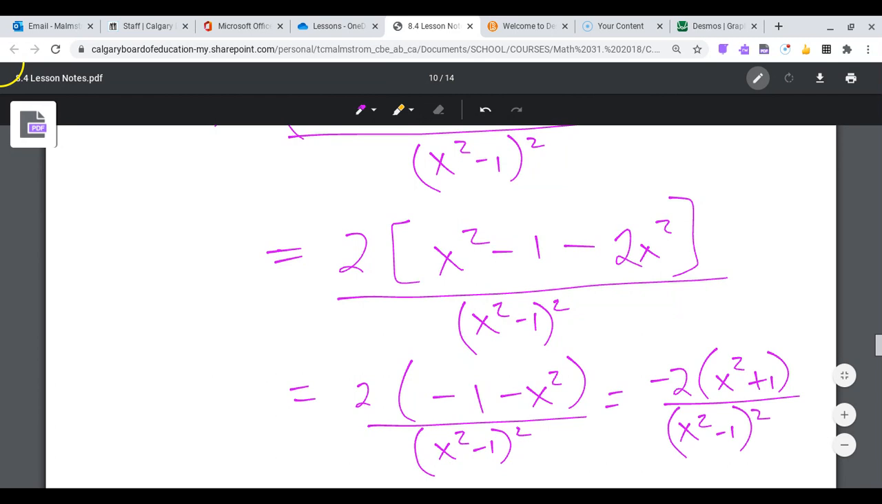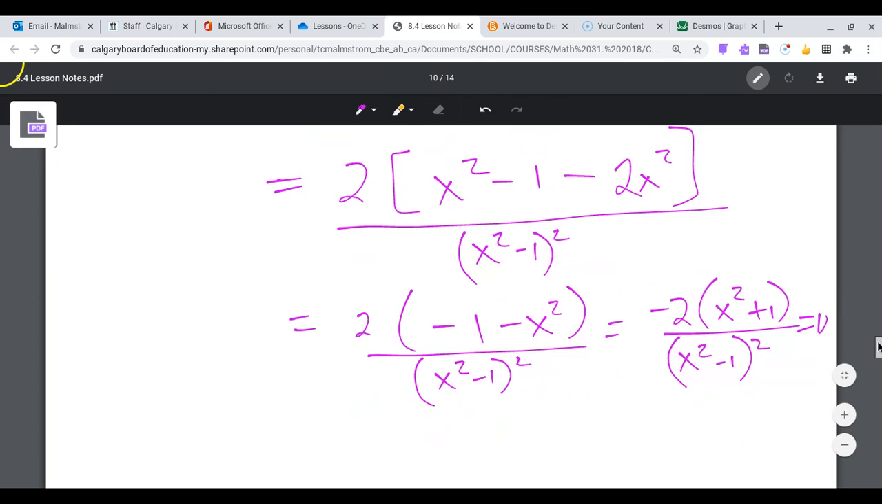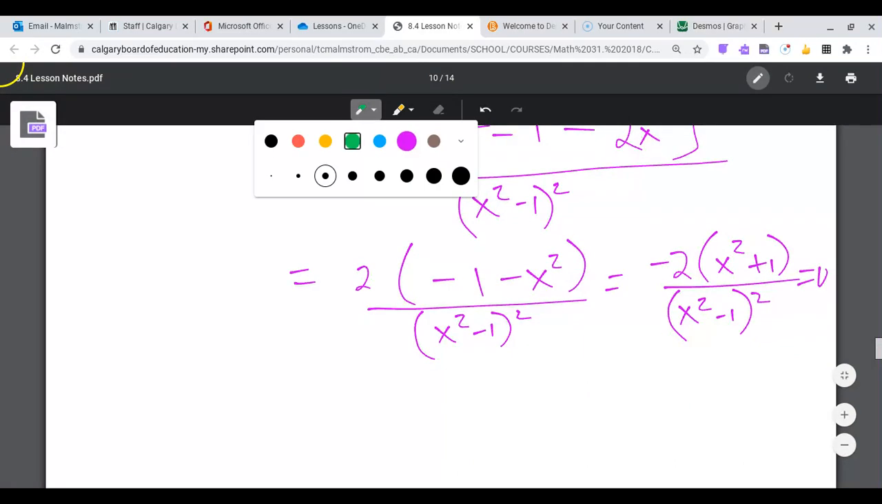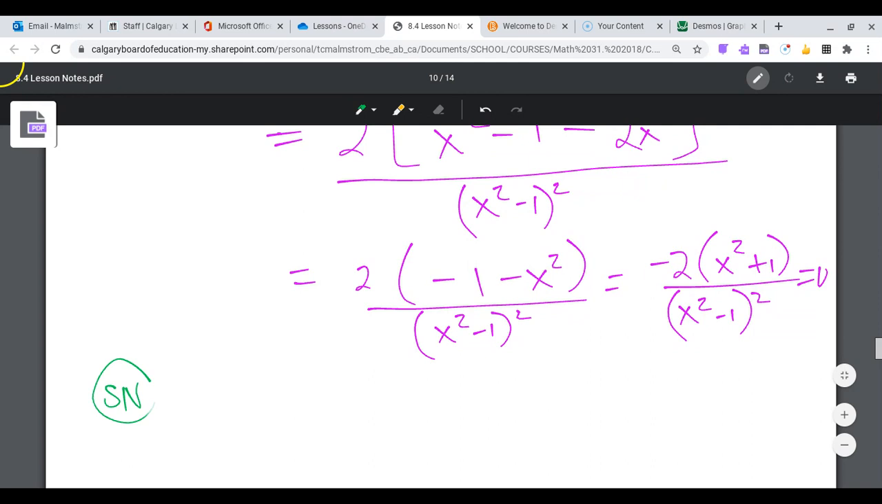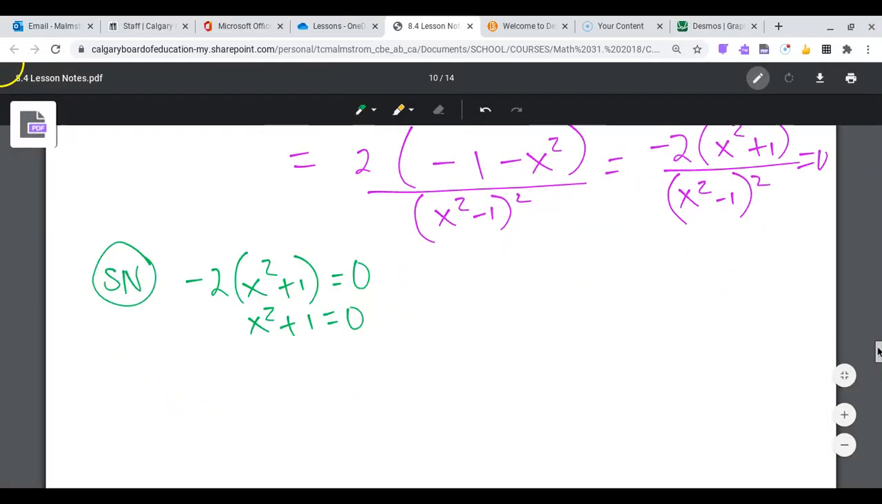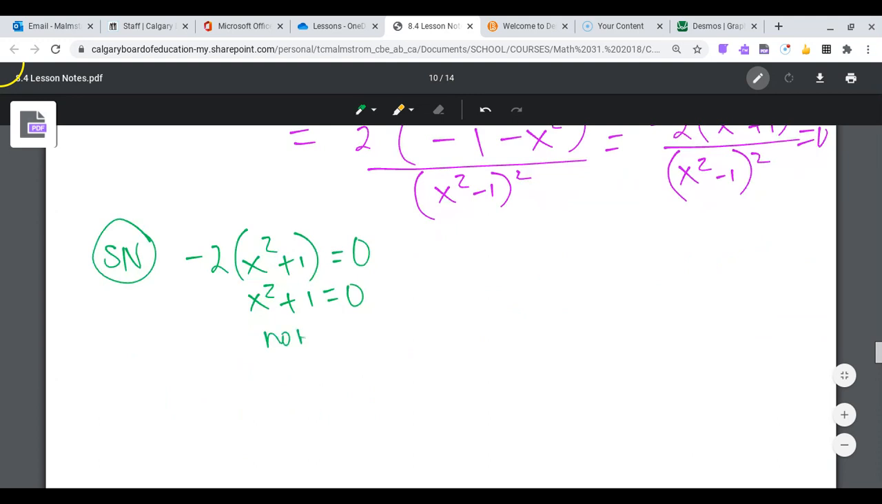And if I set this equal to 0, we're going to then look for significant numbers. So let's think about this. The numerator, negative 2 times x squared plus 1 is equal to 0. So divide out your negative 2. You've got x squared plus 1 is equal to 0. Then you have x squared is equal to negative 1. That's not going to give me any significant numbers. That's impossible. So there's none out of that.